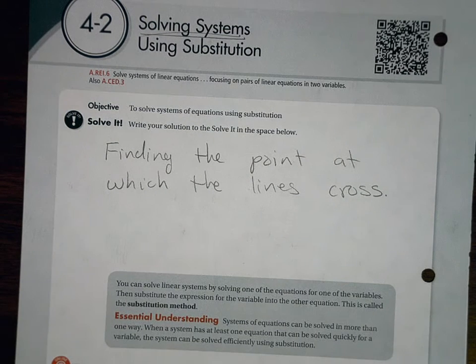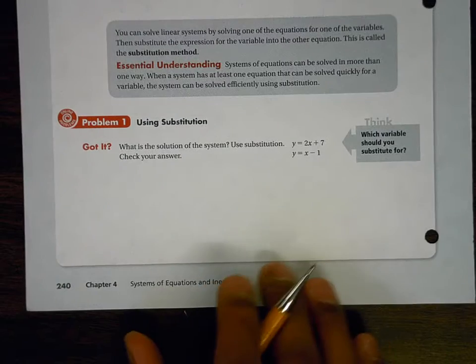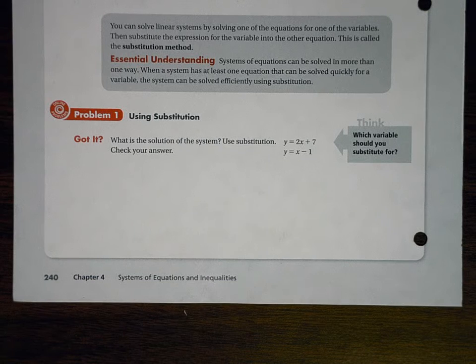In 4-1 we learned how to do it by graphing. Here we're going to learn how to do it by solving. And there's lots of reasons why. Maybe the solution doesn't fit onto our graph, or it's really hard to tell. The answer is a decimal or a fraction, and the graph is hard to use. So we need another method.